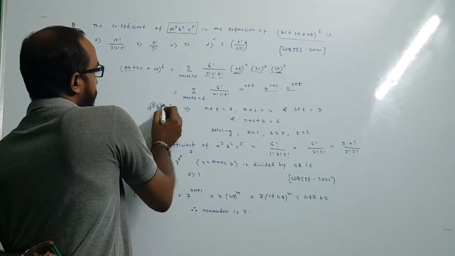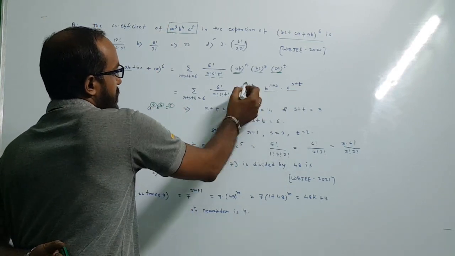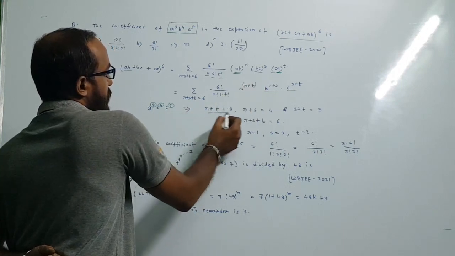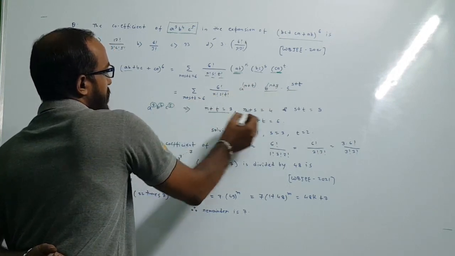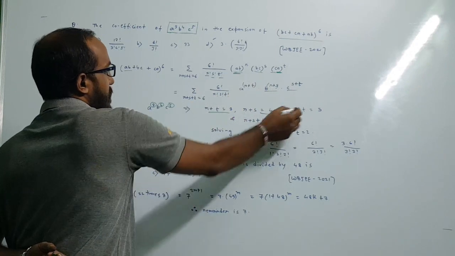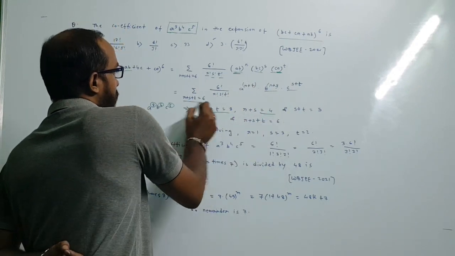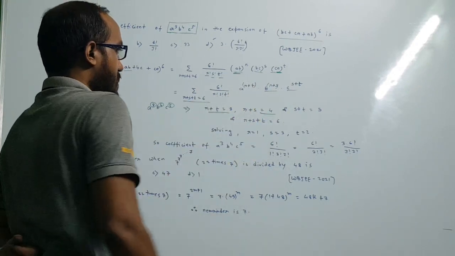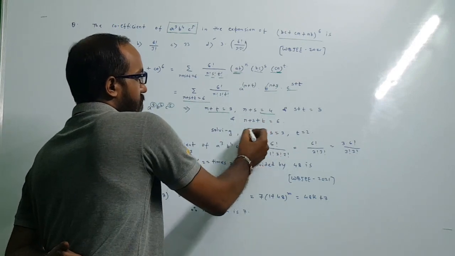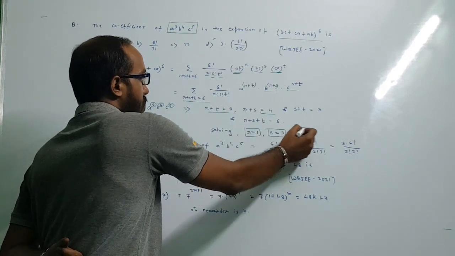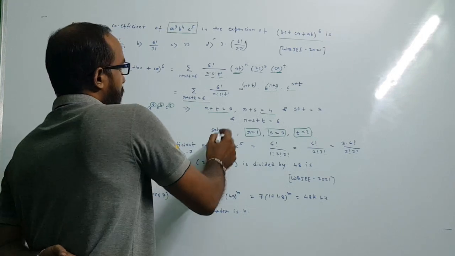So a cube b to the power 4 c to the power 5. Compare with this. So r plus t should be equal to 3, r plus s should be equal to 4, s plus t should be equal to 5, and we already know r plus s plus t should be equal to 6. So solve the equations, you will get r equals 1, s equals 3 and t equals 2. So what would be the coefficient?